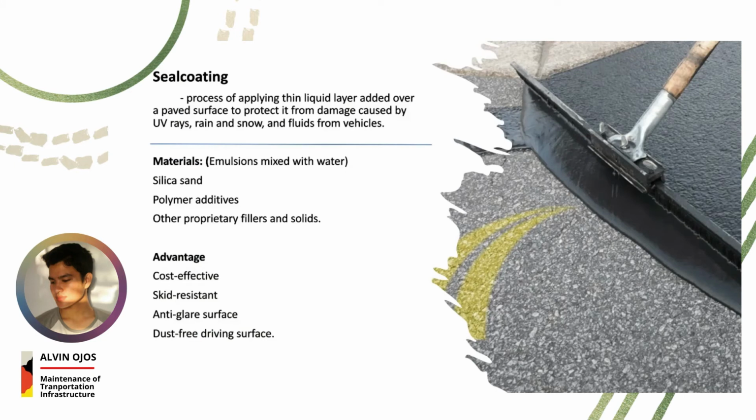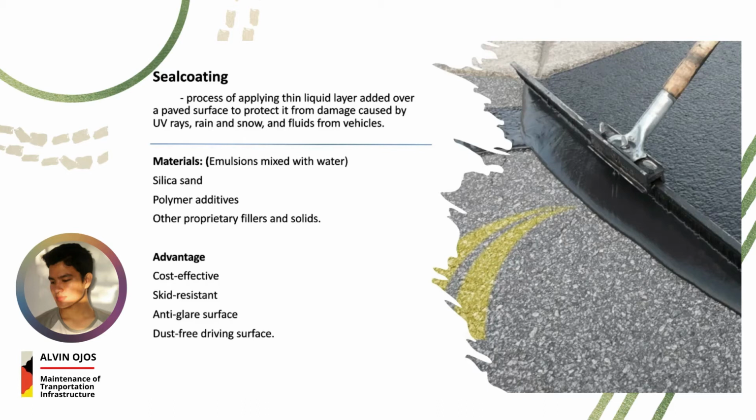Seal coating. It is the process of applying a thin liquid layer over a paved surface to protect it from damage caused by UV rays, rain and snow, and fluids from vehicles. So seal coating involves the application of a special mixture to the road that protects the road base from additional wear and tear.